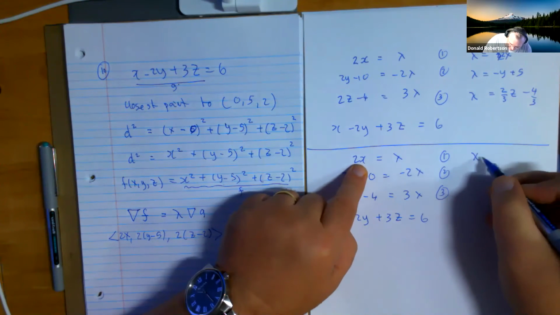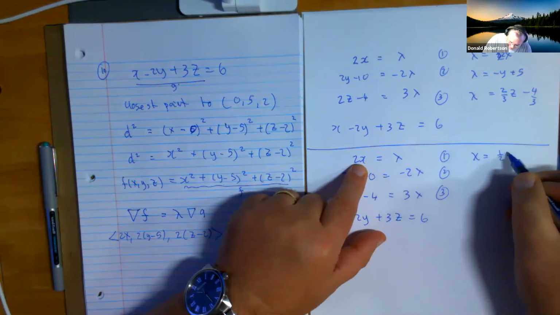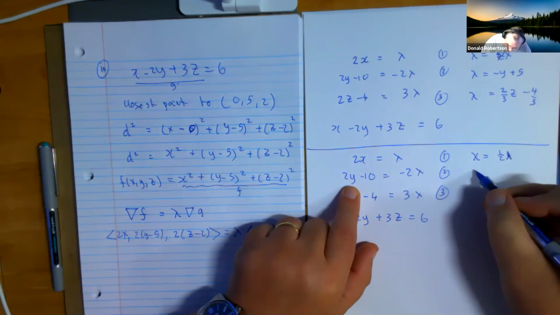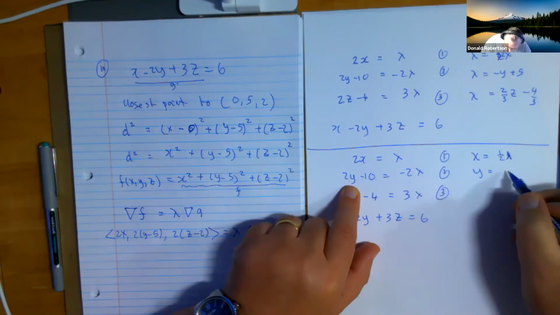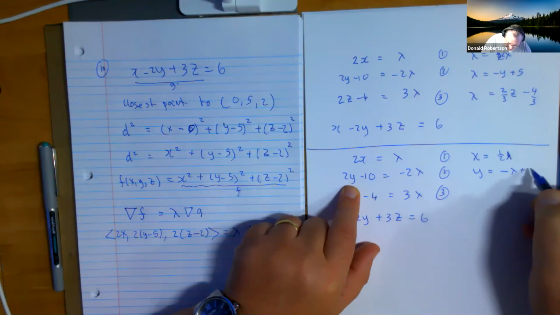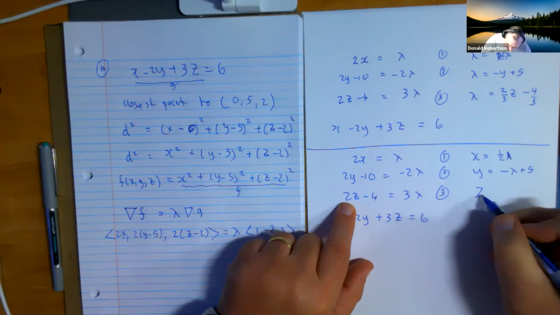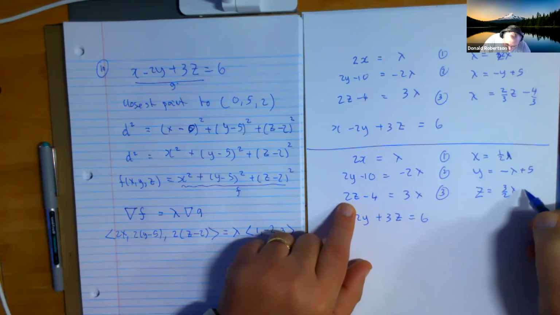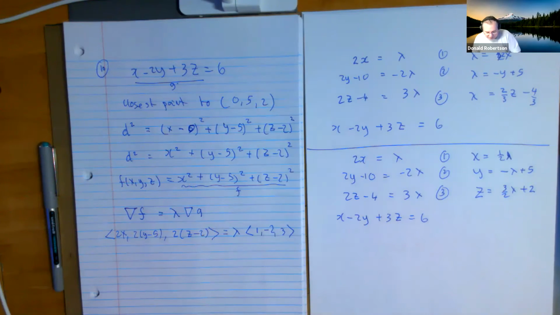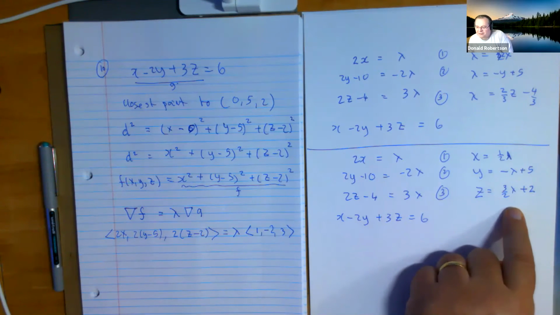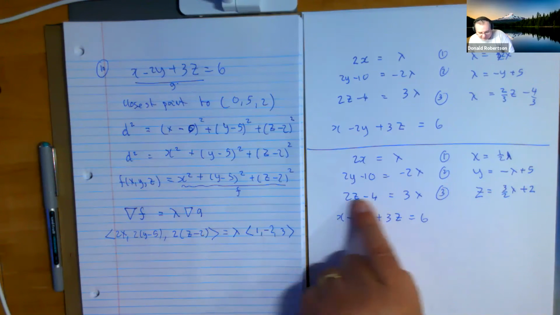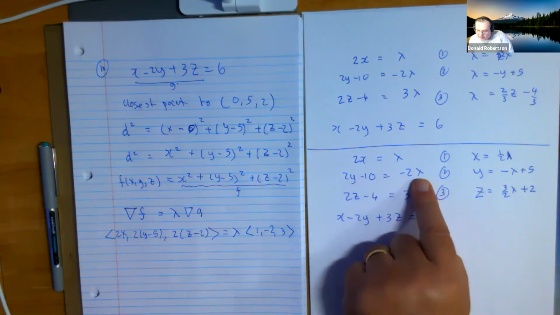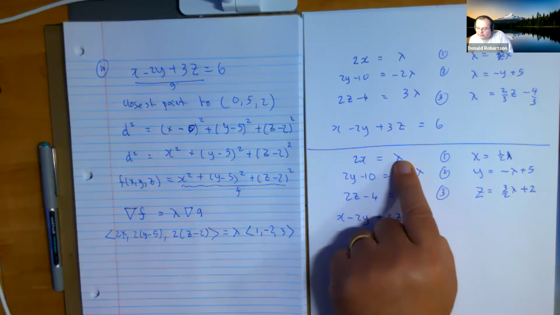I'm going to solve for x. X is a half lambda. I'm going to solve for y. Y will eventually be negative lambda plus 5. I'm going to solve for z. Z is going to be 3/2 lambda add 2. Well, we assume that I've done this correctly, because I hope I have. And do you know how to get from here to here? You add 4 and divide everybody by 2. You add 10 and divide everybody by 2. And here you just divide everybody by 2.